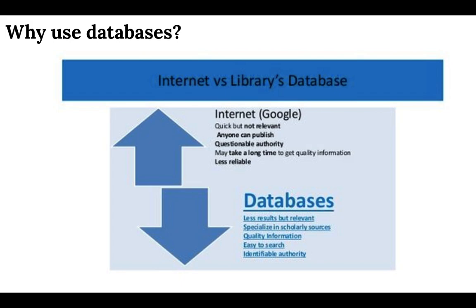This chart is a little hard to read, but it also goes through what makes Googling results a little bit different. Yes, it's quicker, or it can be quicker to Google something, but anybody can publish something on the internet. It may take you a long time to get quality information. You may have to search through thousands, if not millions, of results to get the quality info that you need.